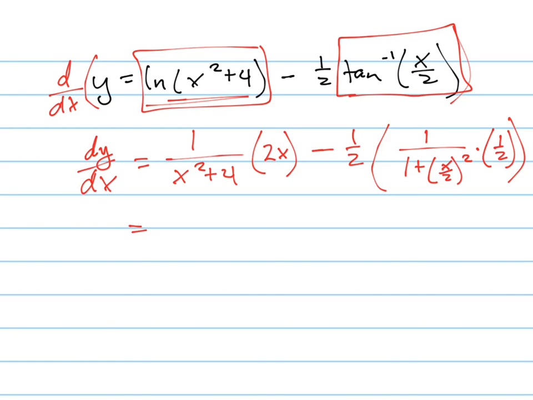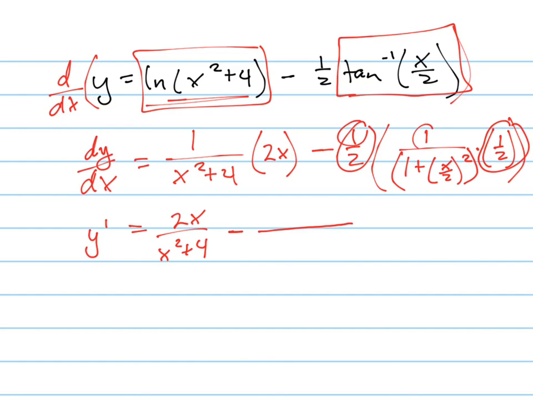So y prime or dy/dx equals 2x over x squared plus 4 minus, now notice the two 1/2s. They don't cancel out, they multiply together, right? I can move them around. So that's 1/4. And what I prefer to do is just to leave what's in the numerator. There's just a bunch of ones. So 1, and what's in the denominator? 4. 2 times 2 is 4.